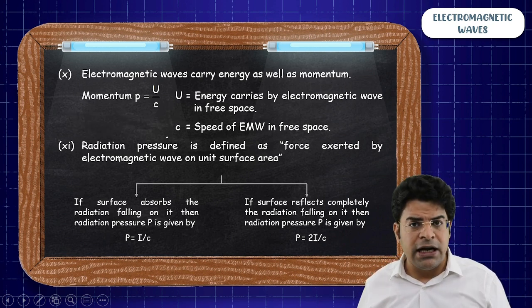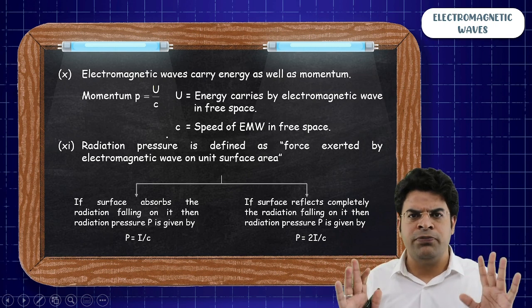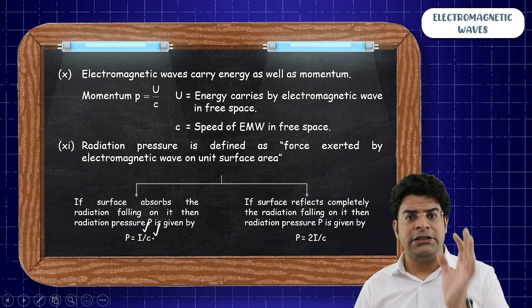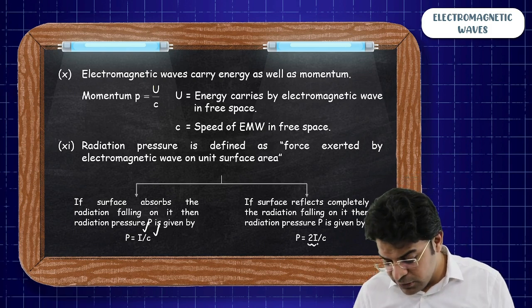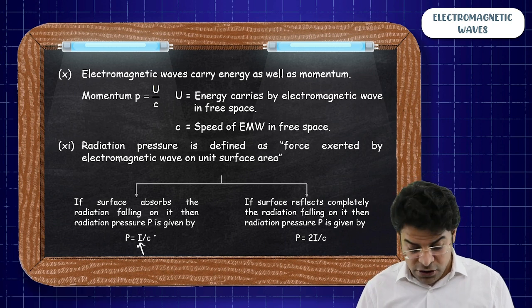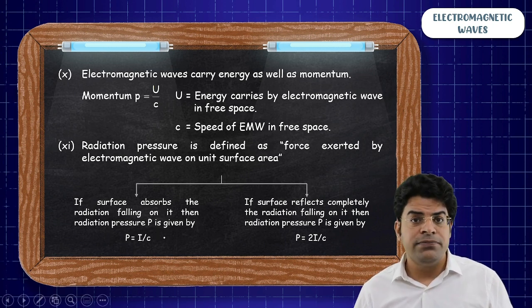So just remember that for 100% absorption, radiation pressure is I by C. And for 100% reflection, the radiation pressure is 2I by C. What is I? Intensity of the EM wave. What is C? The speed of light.